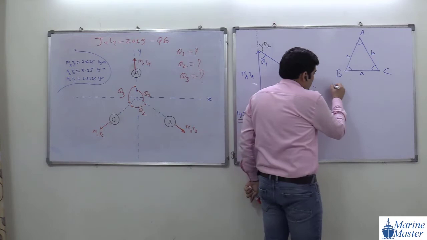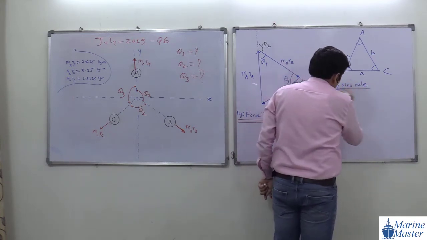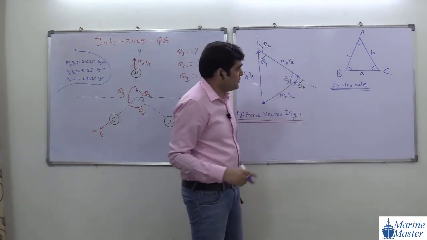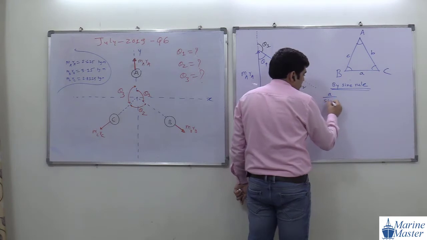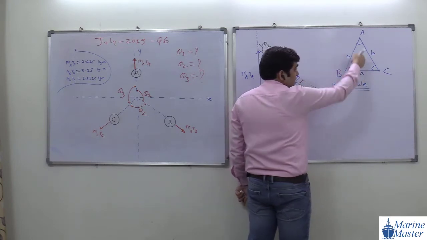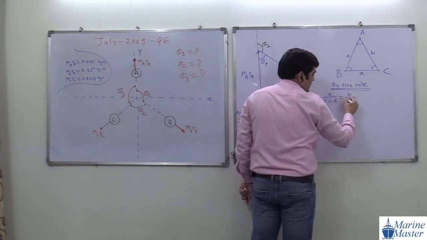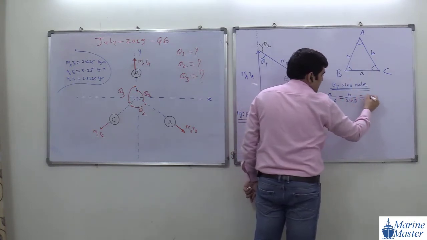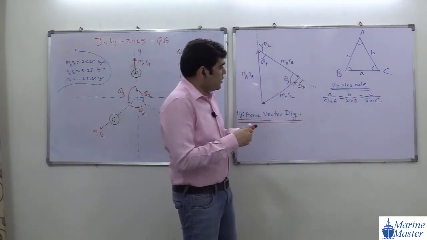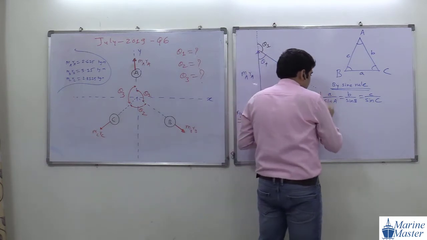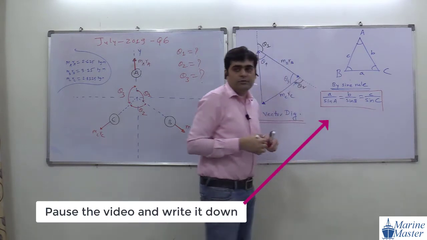Now, what is meant by sine rule? This is a golden point. Sine rule and cosine rule are very, very important for us. What does sine rule say? Small a by sine A equals small b by sine B equals small c by sine of angle C. Okay, so this is our sine rule. Please draw this drawing and write down this sine rule.